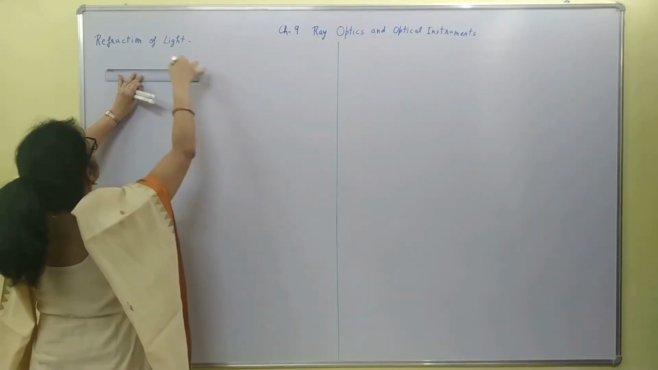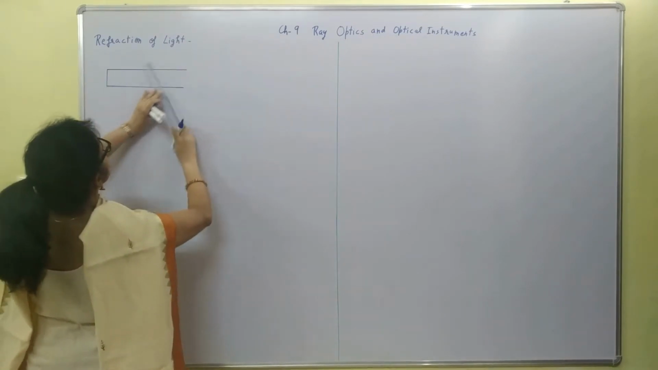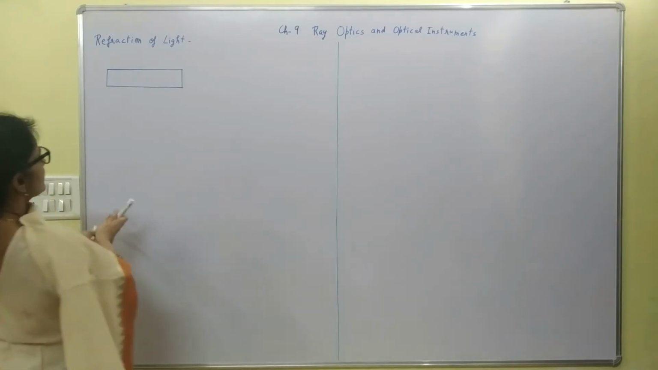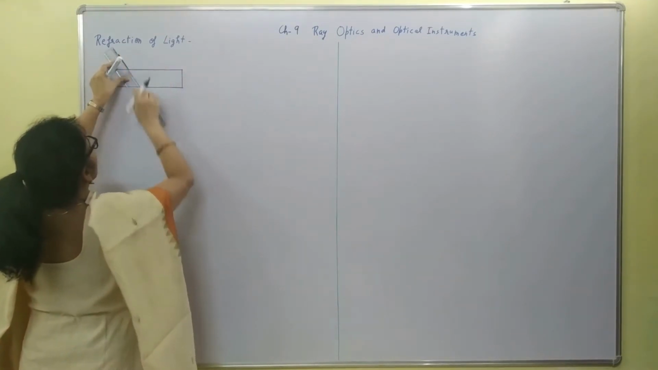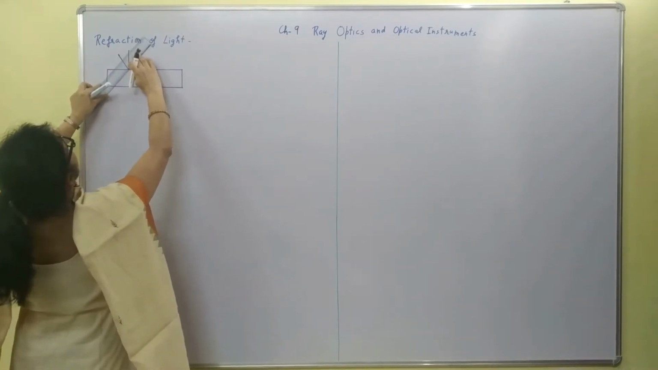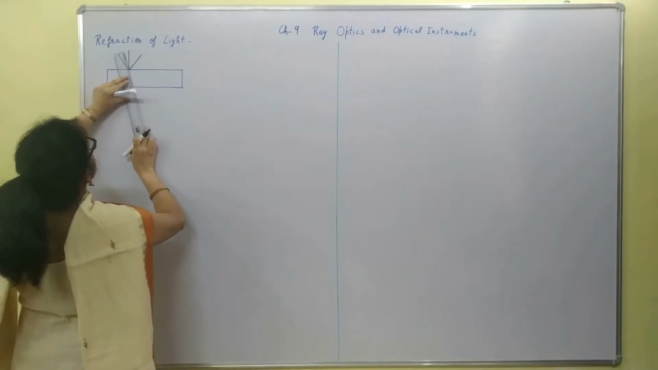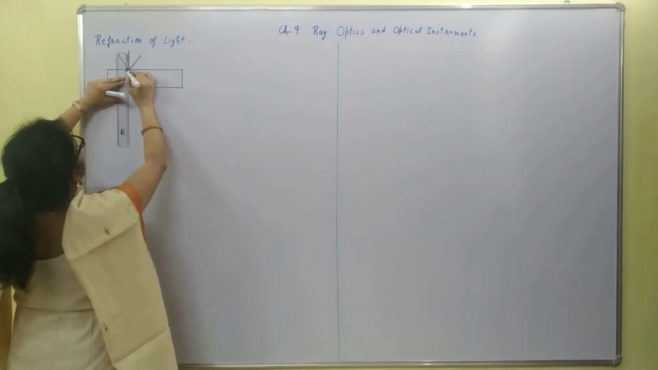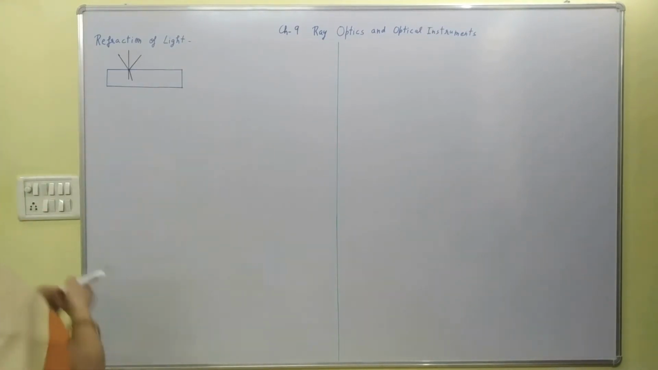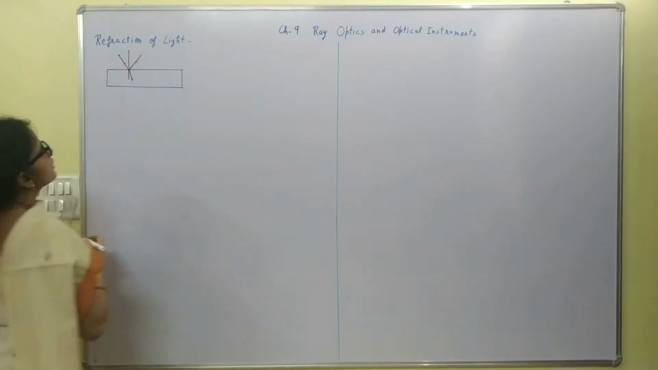That means if this is the interface of the transparent medium, and the light is incident here, then a part of it is reflected and a part is refracted. So what is happening here is this ray of light which is incident here is reflected back to the same medium and a part of it is transmitted to the other medium.